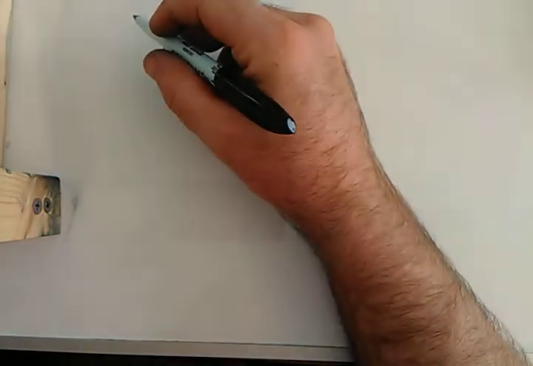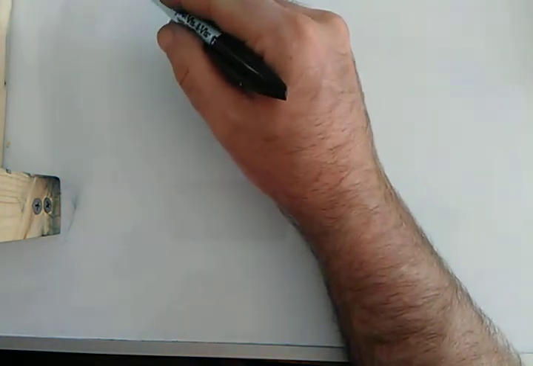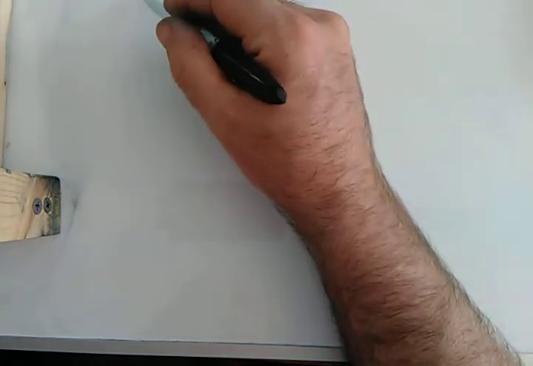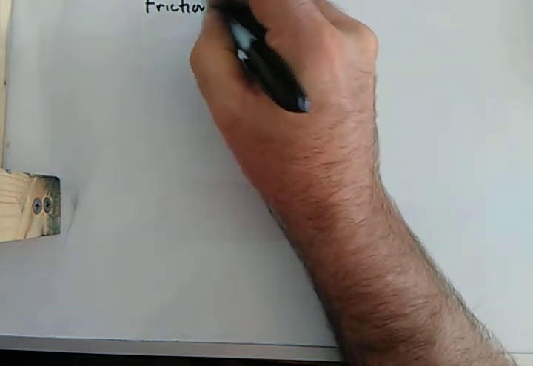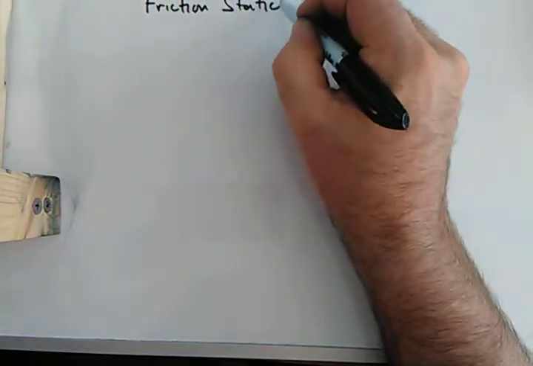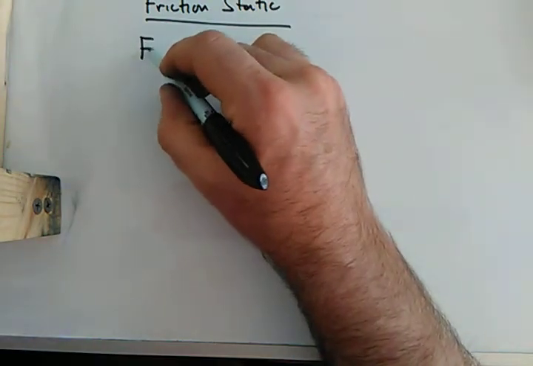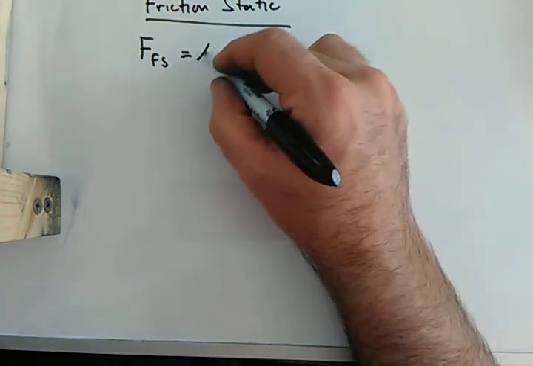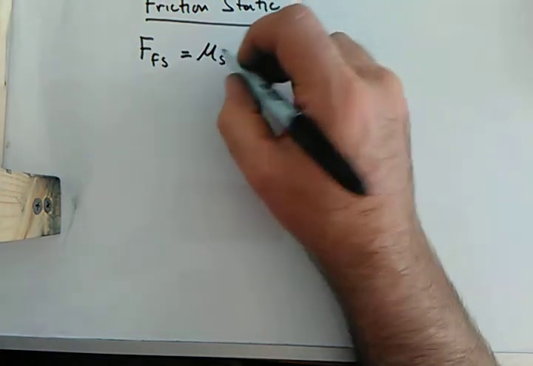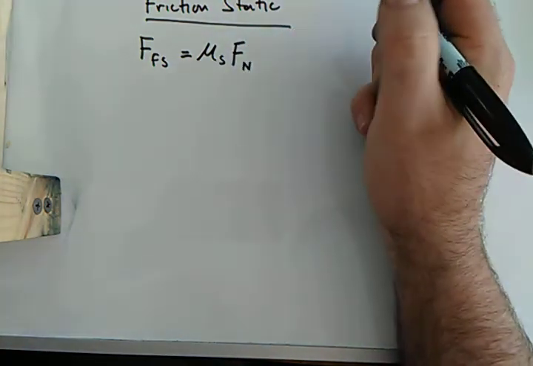So we've been looking at frictional forces. We looked at kinetic friction, and now we're going to take a look at static friction. Now, I'm going to give you one more formula to look at for static friction. We said the static frictional force is equivalent to this mu value, but we're going to call it static mu, times the normal force.